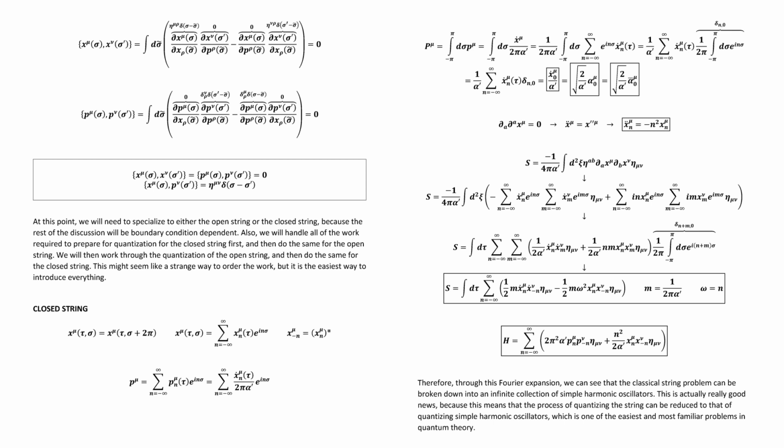Therefore, through this Fourier expansion, we can see that the classical string problem can be broken down into an infinite collection of simple harmonic oscillators. This is actually really good news because this means that the process of quantizing the string can be reduced to that of quantizing simple harmonic oscillators, which is one of the easiest and most familiar problems in quantum theory.